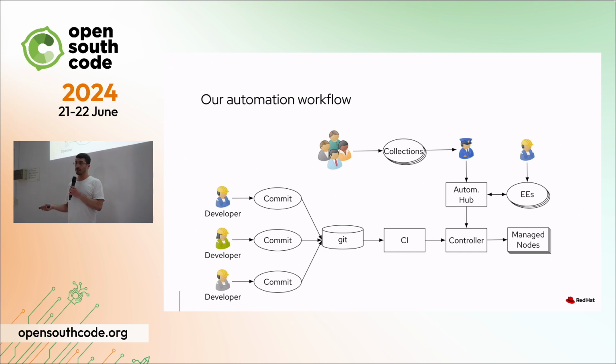Now, as we discussed at the beginning, we are going to focus on supply chain security, so to secure the movement of code in between steps. We are not going to focus on how to harden, I don't know, the controller or the automation hub. That's a different kind of conversation. So the first thing that we can notice is that we do have a number of committers here, Git and a CI. So it could make sense to try to secure this area.